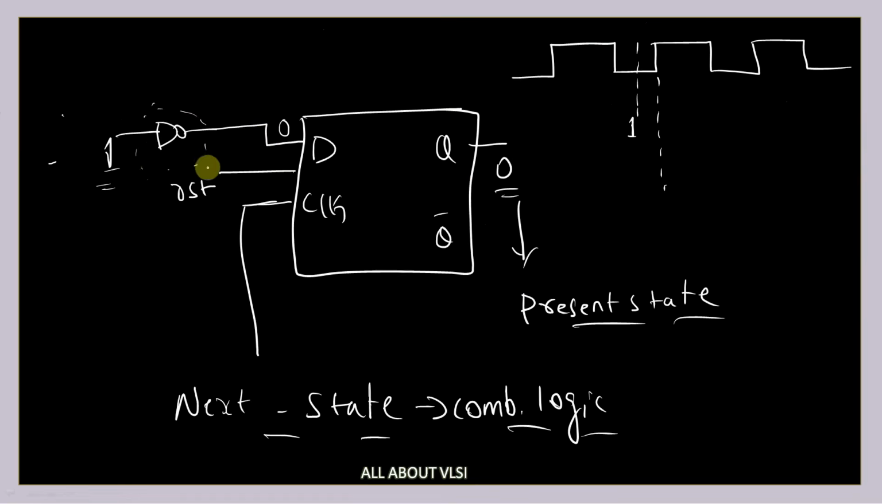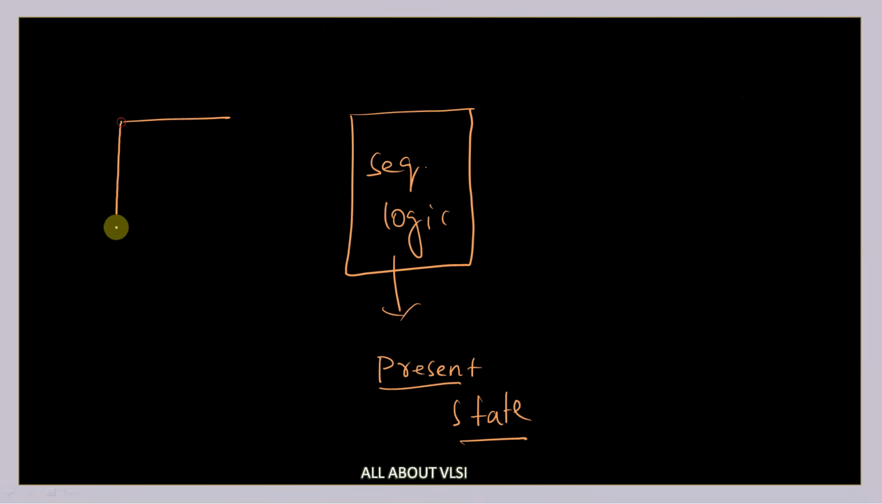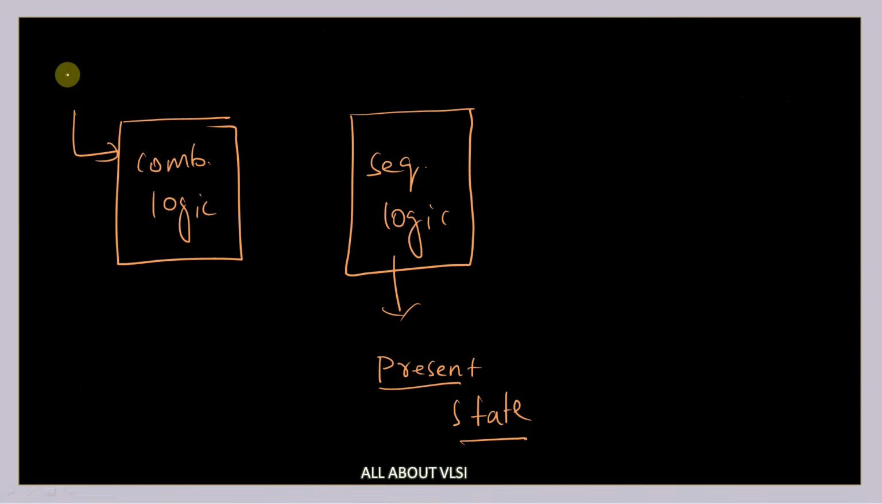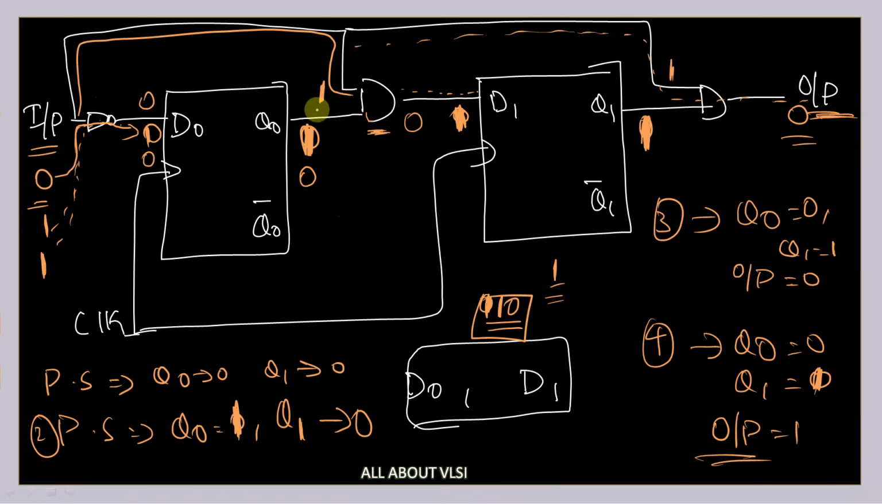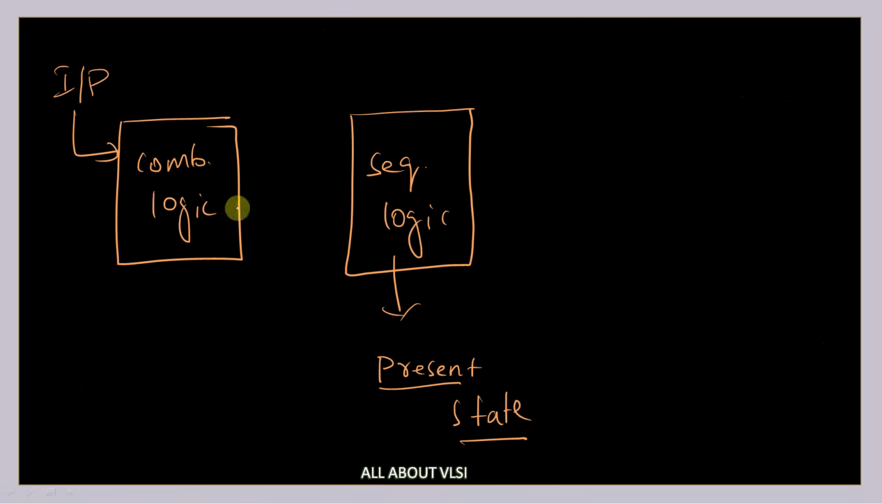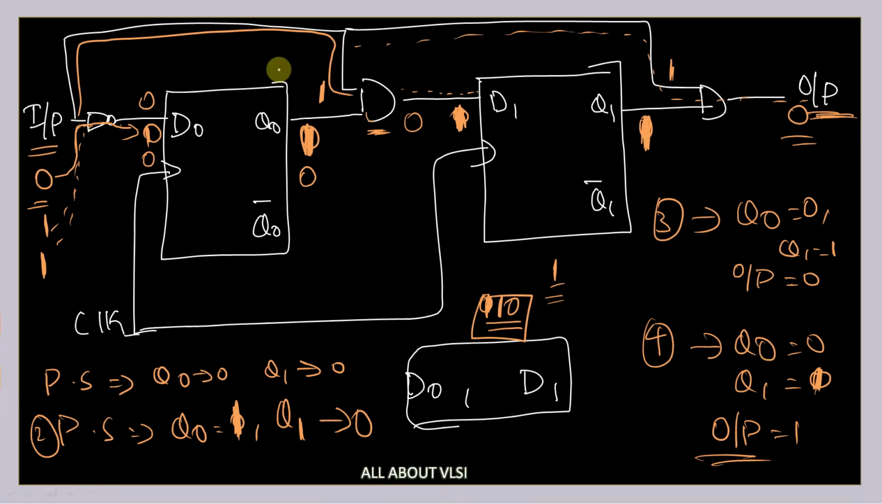So that's why we have one more block, which is a combinational logic block, where we are going to apply our input. Our input is not directly applied to the sequential logic. You can see our input is applied via this combinational logic, and this combinational logic is basically determining the state. So my input is applied to this combinational logic, and the output of this combinational logic is given to your sequential logic. I'm drawing this block diagram from this circuit diagram.